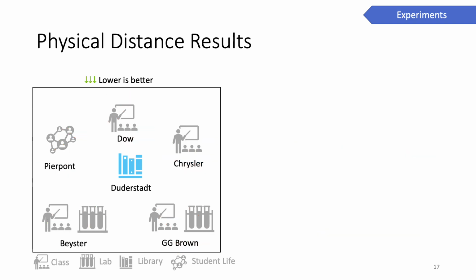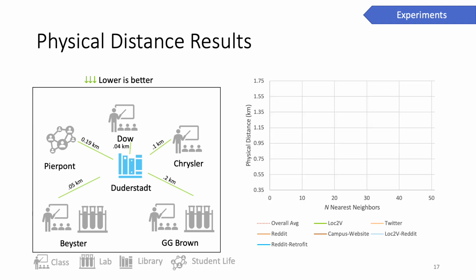For our physical distance task, we look at the average distance in kilometers to the nearest neighbors. In this case, lower is better because it means that the nearest neighbors are close in physical space as well as in the embedding space. In this example, all of the buildings are quite close by, within 0.2 kilometers. We see that our overall average here is 1.55 kilometers.